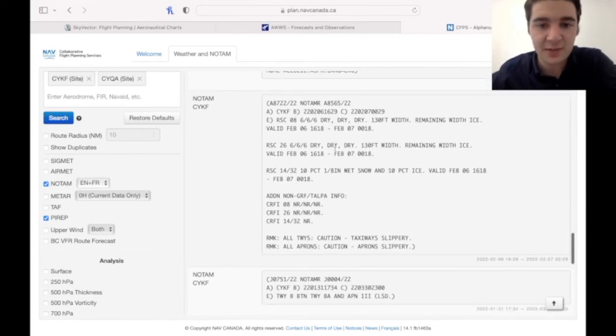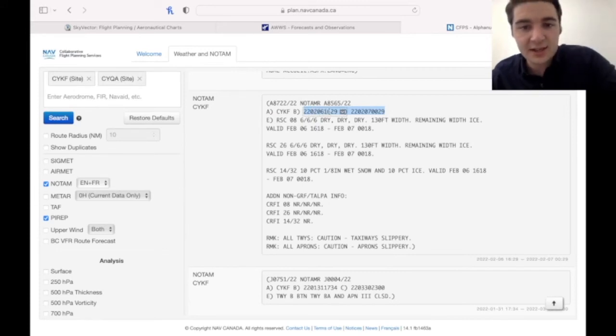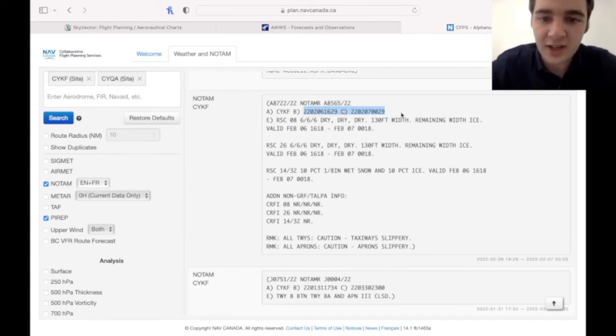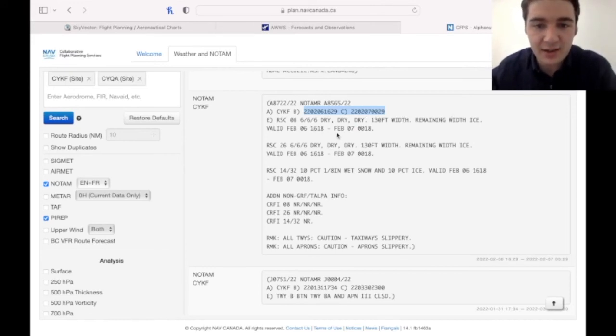Okay, finally, NOTAM that's going to apply to us. So out of Kitchener, this is a runway service condition, and we want to always double check the dates, make sure it's valid. So 2022, February 6th, 1629 Zulu. So that's going to be 1130 roughly today until later tonight. So runway service condition of 08 is 666. That is maximum braking. They're saying each third of the runway is dry, 130 foot wide. Remaining width is ice, and that's valid through here.